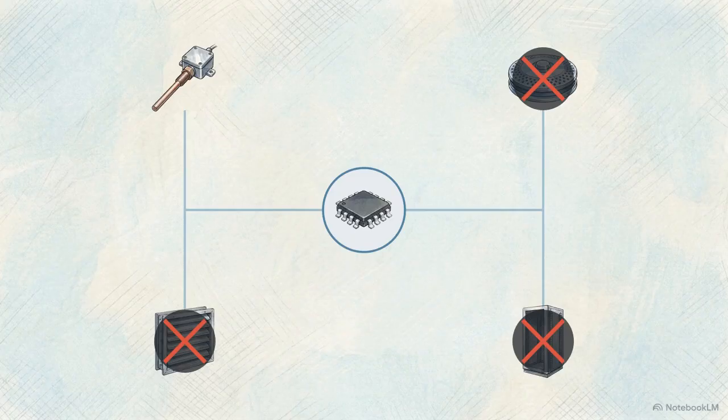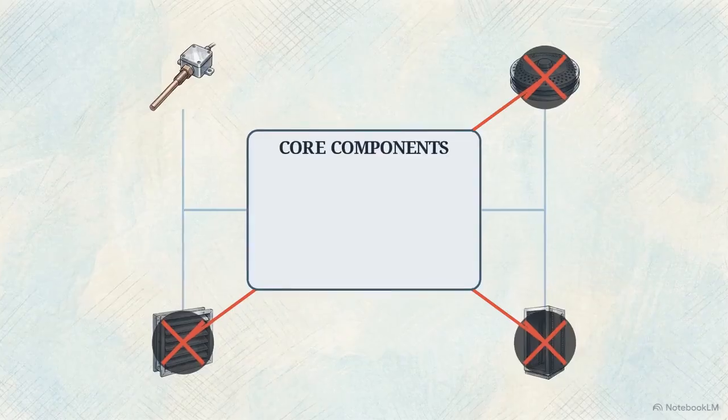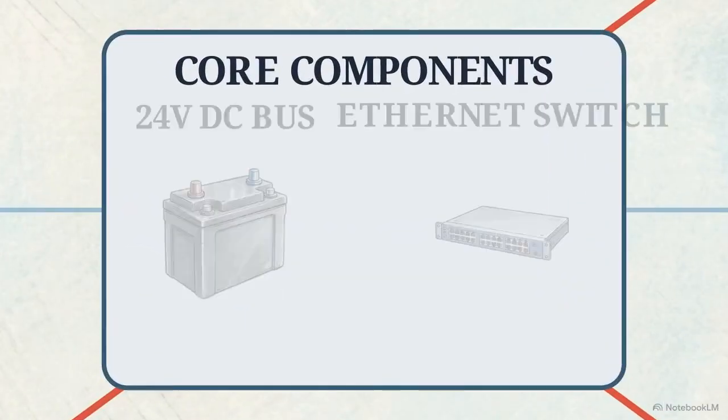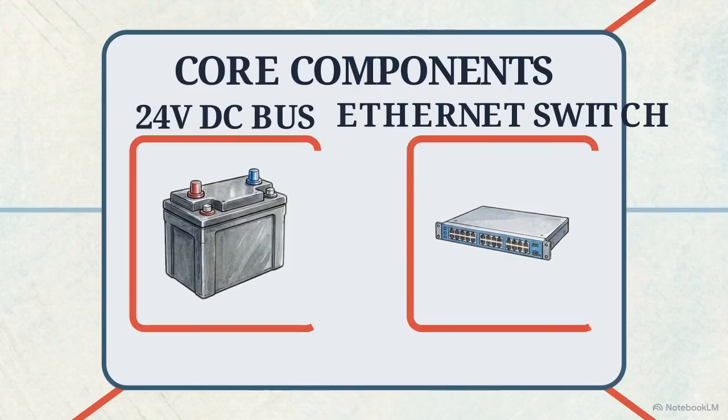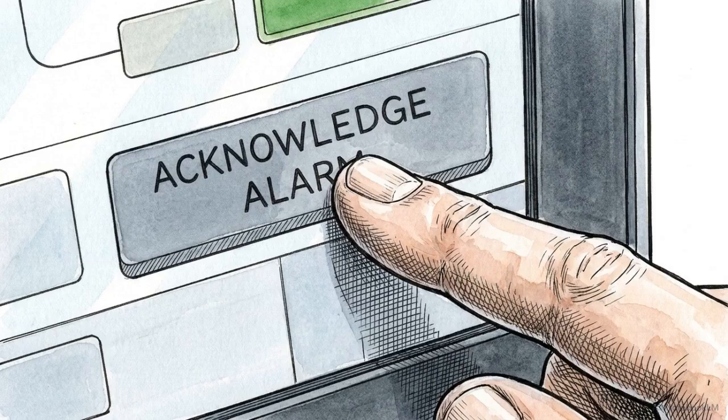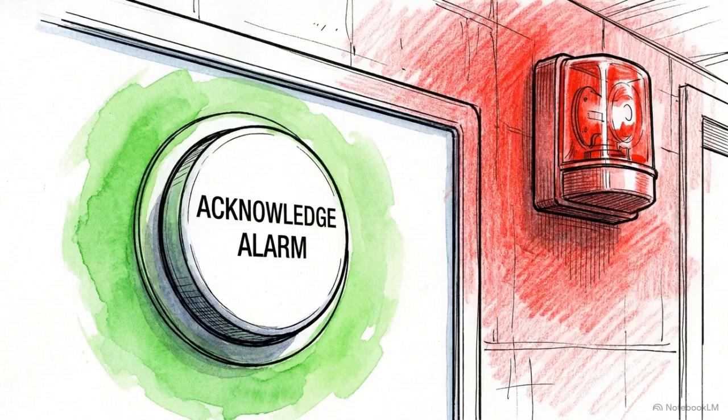In a cascading failure, chasing individual sensors is inefficient. Instead, operators must immediately inspect the core components common to all devices, the 24-volt DC bus or the main Ethernet switch. Operators must also recognize the limitation of the HMI's acknowledge button. Pressing it only silences the active buzzer. It does nothing to correct the underlying physical defect.